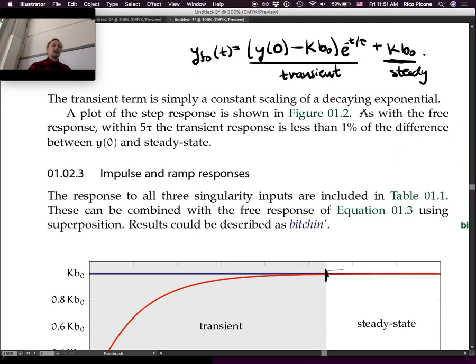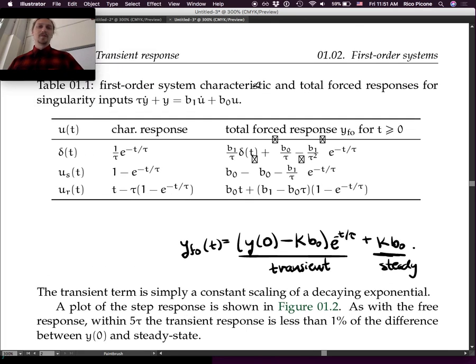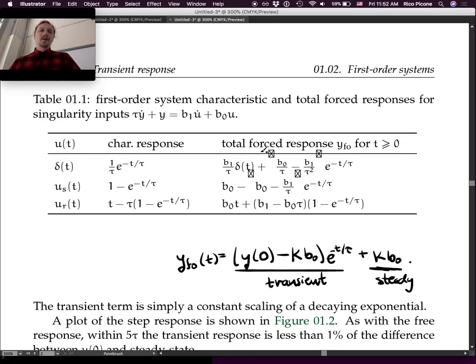Now, the responses to all three singularity inputs are included in table 1.1. These can be combined with the free response of equation 1.3 using superposition. Results can be described as bitchin', which I have a GIF for, but I want to talk about the table for a moment. So in your text, you have not this kind of weird characters coming in. I did not fix this bug over the break.